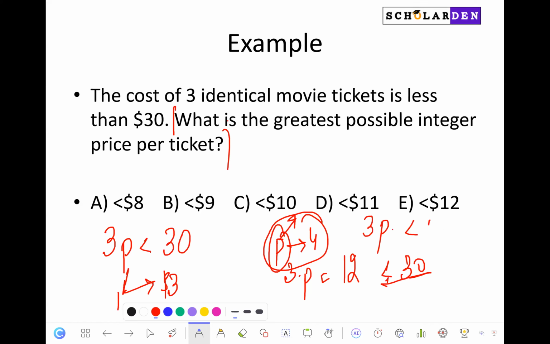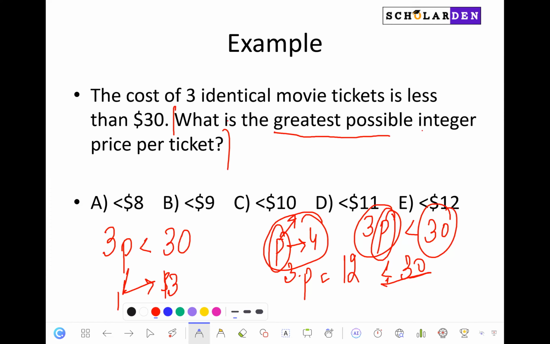3P less than 30, and we are to assign the greatest value to P such that this product remains less than 30. I hope you understand the point that I'm trying to make. This second part tells us the restrictions on P: P has to be as high as possible so that the value of 3 tickets is as close to 30 as possible. That's your first condition.